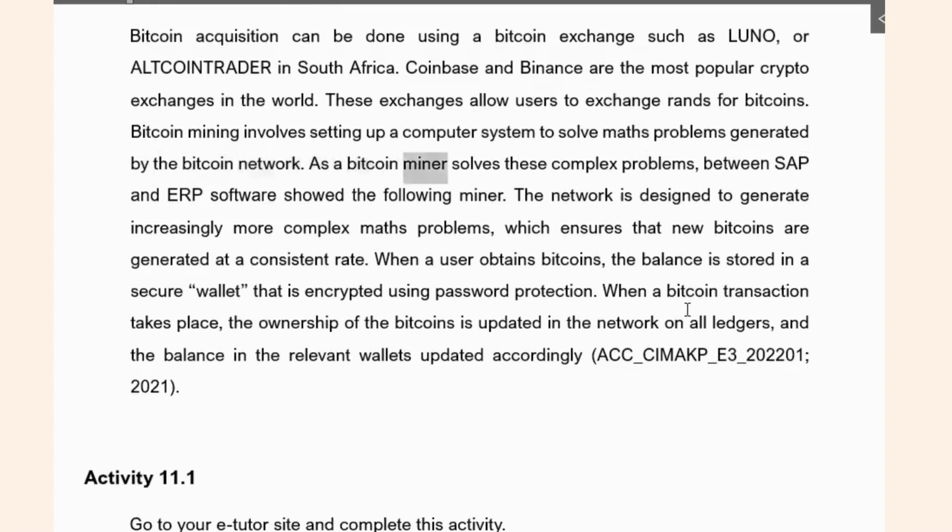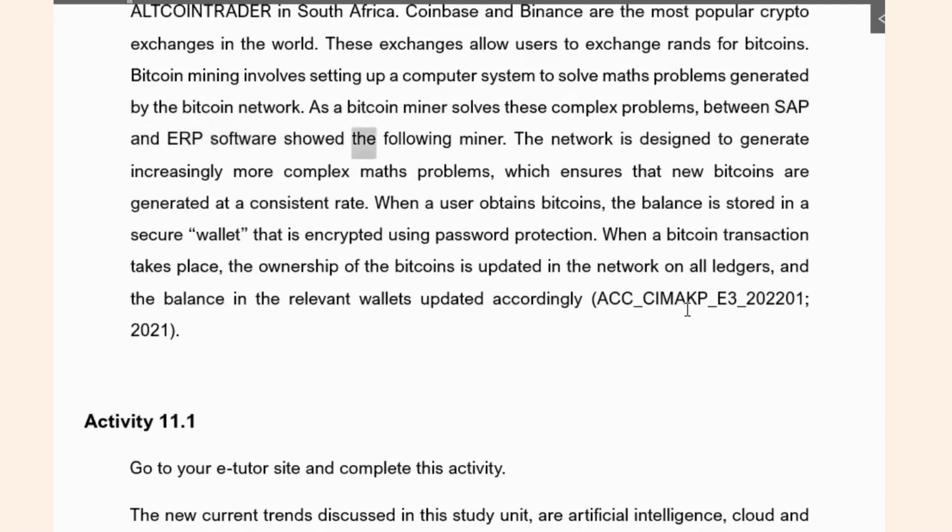As a Bitcoin miner solves these complex problems, new bitcoins are awarded to the miner. The network is designed to generate increasingly more complex maths problems, which ensures that new bitcoins are generated at a consistent rate. When a user obtains bitcoins, the balance is stored in a secure wallet that is encrypted using password protection. When a Bitcoin transaction takes place, the ownership of the bitcoins is updated in the network on all ledgers, and the balance in the relevant wallets updated accordingly.